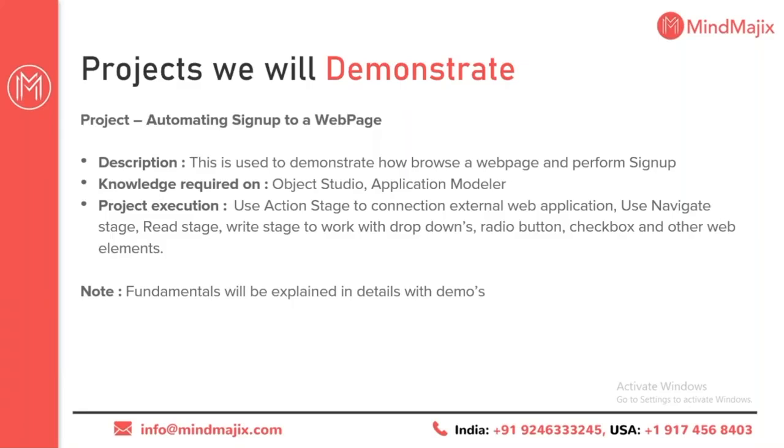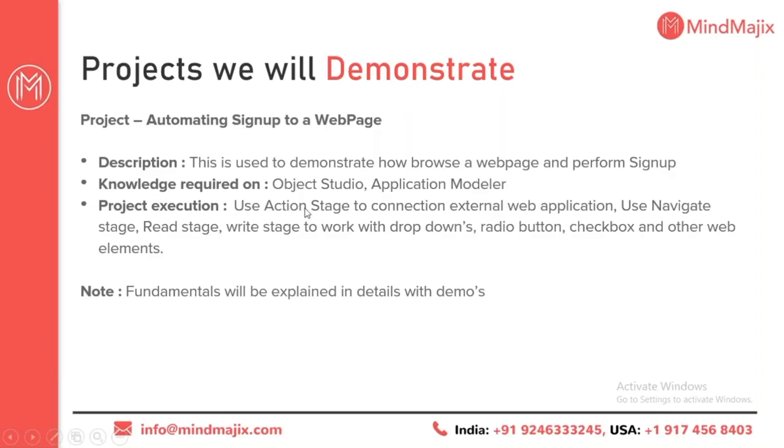Automating sign up to a web page. You have sign in pages and sign up pages, multiple pages, right? So you can automate your web page through multiple steps. I just give my username and password and go on sign in. Or I want to sign up, so I give my username, first name, last name, age, date of birth, with the help of drop downs. This is used to demonstrate how to browse a web page using Blue Prism, how to send inputs from Blue Prism to the web page, how to get outputs from the web page to Blue Prism, and sign up or sign in or some other action. It could be any action, not only sign up or sign in. We require Object Studio stages, Application Modeler, and a few other basic concepts.